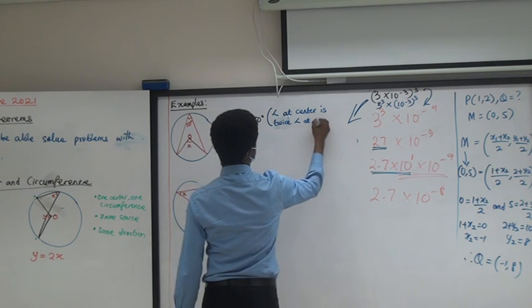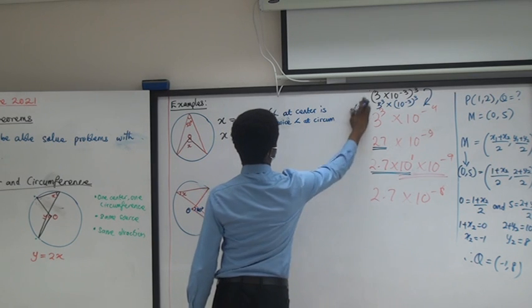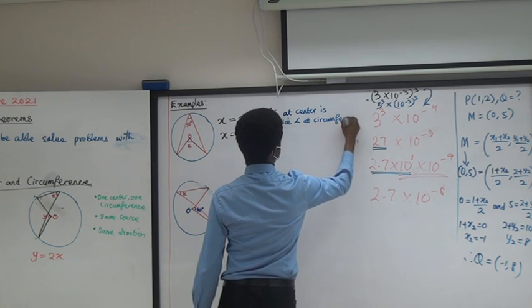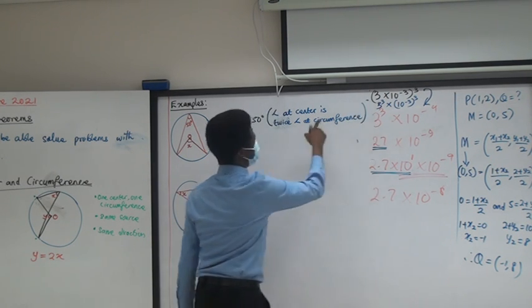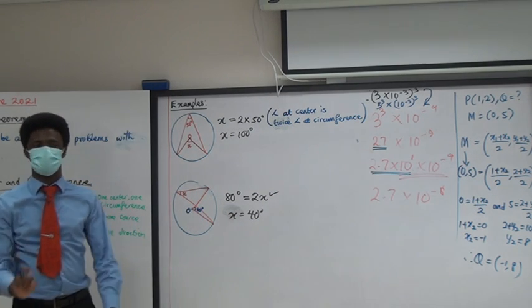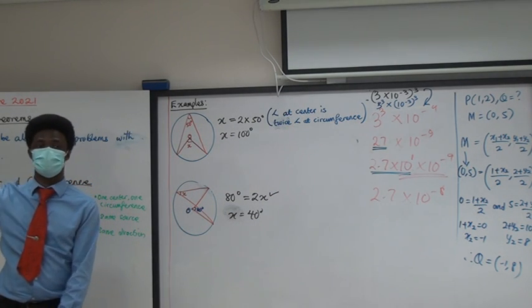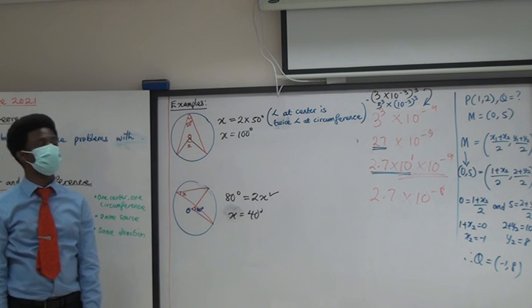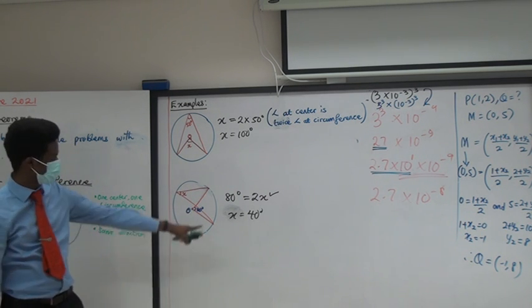Angle at circumference. You put that in the bracket, and that is your reason. If there's an IGCSE question, you are not required to put it in the bracket. In fact, they create the space for you to write the reason, and that's the only reason you need to write. Okay? So you do the same for them.